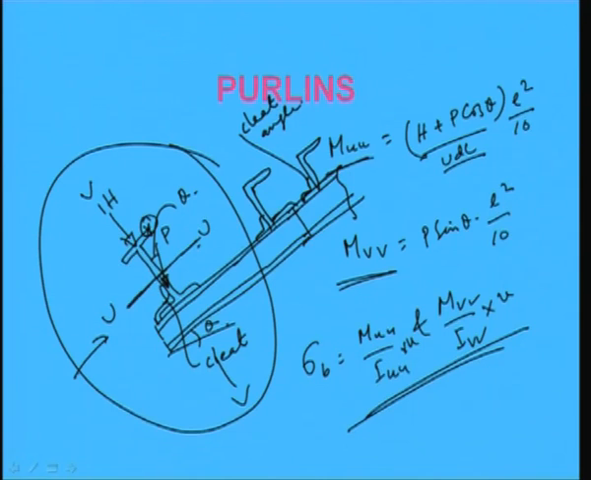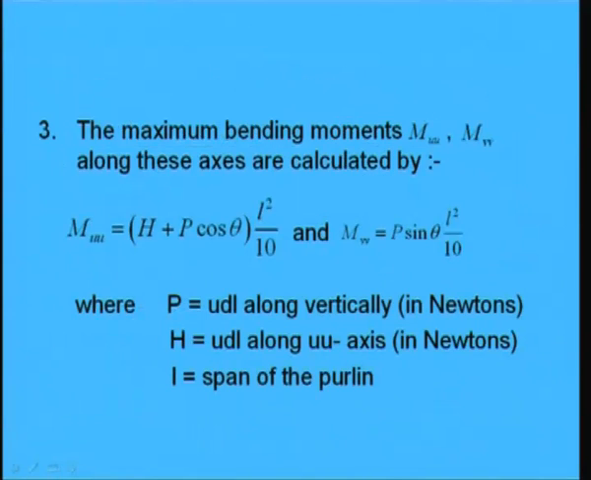Right. So, these are also another section which we are using for purlin, and the loads, as shown here, will act in this way. Now, the next step is the maximum bending moments. The maximum bending moments MUU and MVV along these axes are calculated.